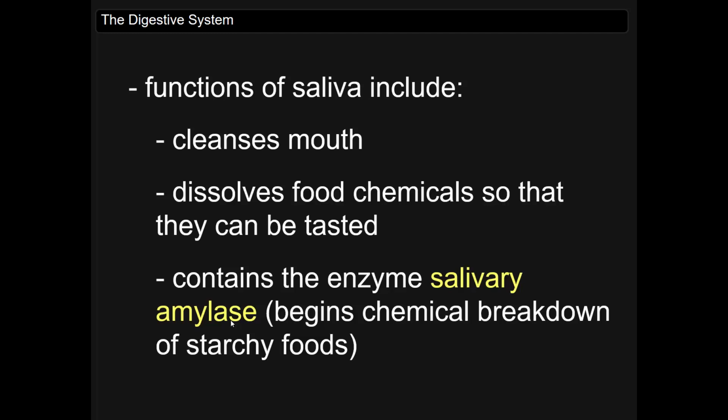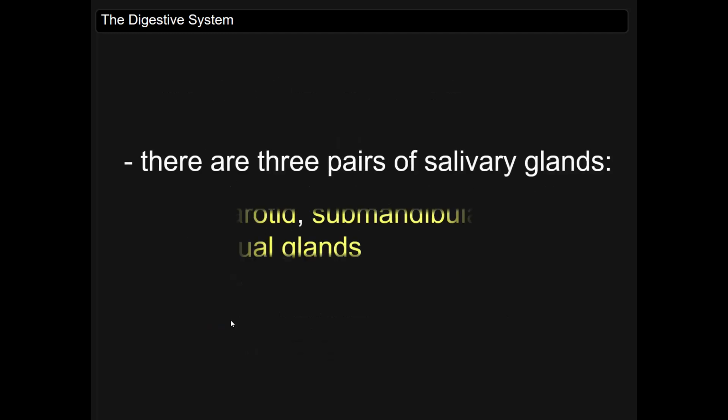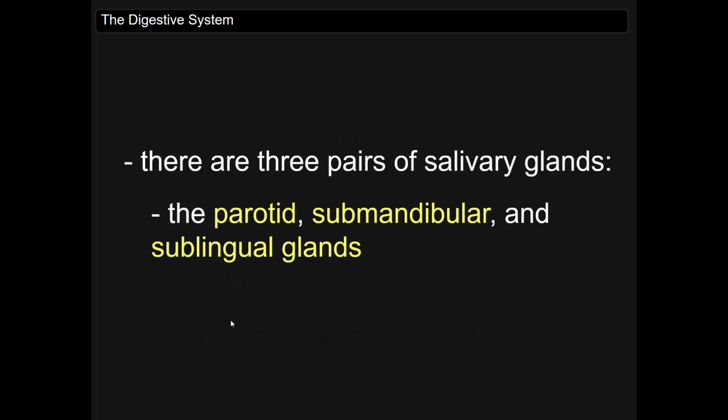Proteins and fats, that's not going to start digesting in the mouth. We'll start chemically digesting that later in our digestive tract. So we do have 3 pairs of salivary glands. We have parotid, submandibular, and sublingual. 2 of those tell you their location.